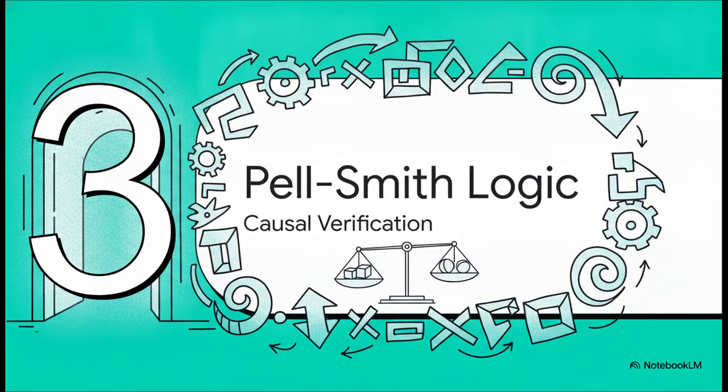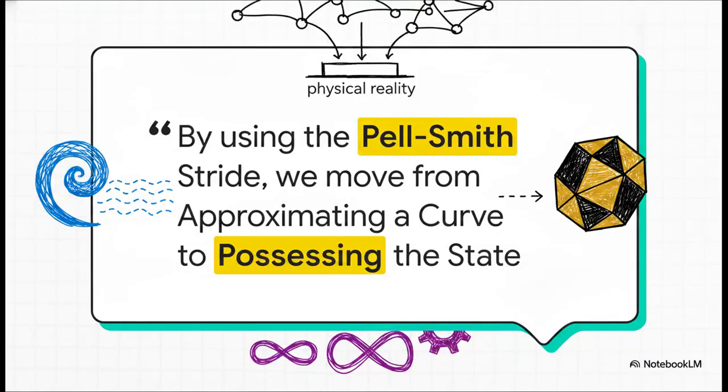Moving right along to Section 3, enforcing Pell-Smith logic, or the causal verification engine. This quote right here really nails the ultimate paradigm shift. By using the Pell-Smith stride, we move from approximating a curve to possessing the state of the manifold. Think about that for a second. We aren't just approximating reality anymore. We are mathematically possessing its exact, indisputable state.